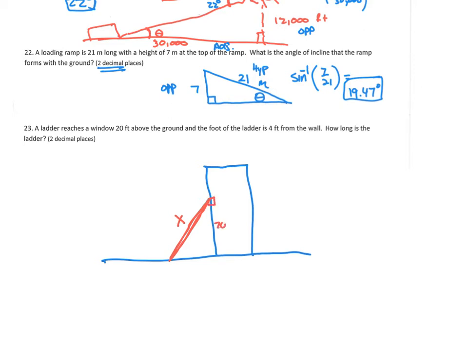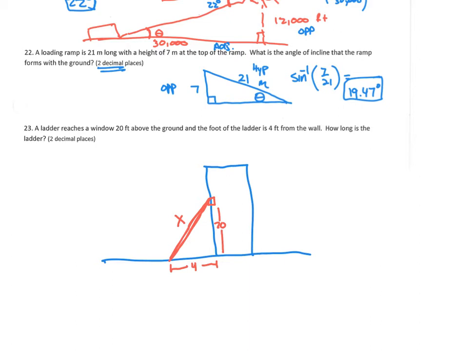Okay, so we're going to have a building. Then here's the ground. And we have a ladder resting on that building. So the question is, how long is that ladder? So that's X. And then it says that the ladder reaches a window 20 feet off the ground. So if this is the window, then that's 20 feet off of the ground. And the foot of the ladder is 4 feet from the wall.